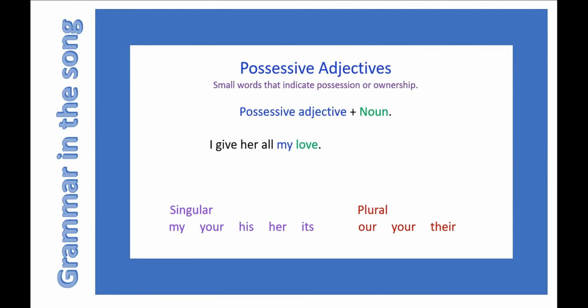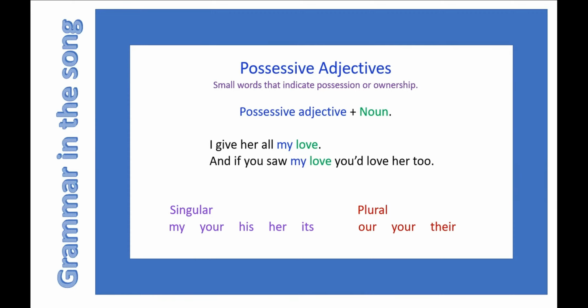Let's see the examples in the song. I give her all my love. I give her all my love, the love that belongs to me, the love that I possess. So we can say that what I give her is all the love of mine, all the love I possess. Let's see another example. And if you saw my love, you love her too. The explanation is almost the same. What the person could or couldn't see is my love, the love that belongs to me.